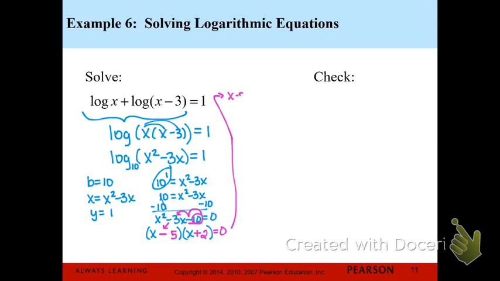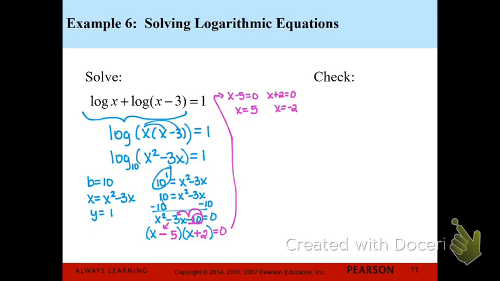So x minus 5 equals 0 and x plus 2 equals 0. Move the 5 over, you get x equals 5. Move the 2 over, you get x equals negative 2. Now I'm going to have to check both of my answers. How many logs did I have in the original problem? 2. And I have to check them in both of the logs.